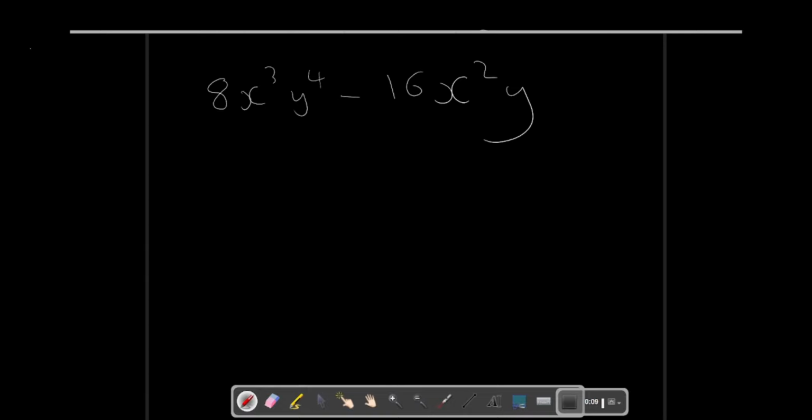So today I'm going to be telling you how to simplify expressions. This is an expression because it has no equal sign. Now this is going to be very simple. Let me explain something before we get into the video.